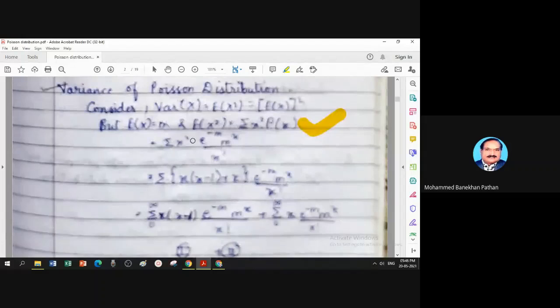Now I write x square in the form of factorial: x multiplied by x minus 1, plus x, in curly brackets. This completely represents your x square. You can check: x multiplied by x is x square, minus x plus x. So this is nothing but x square. Poisson formula as it is.